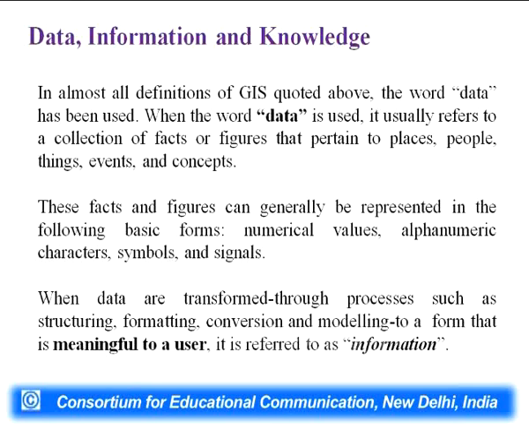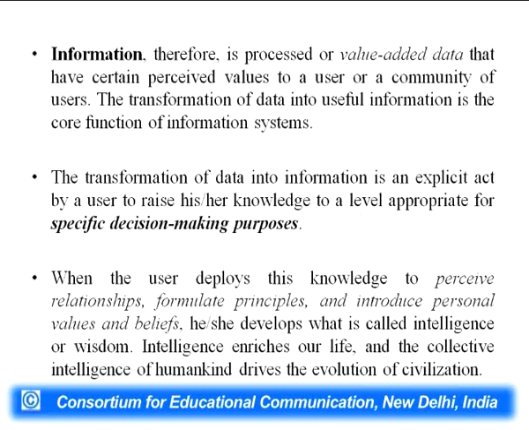So when we add some value to this data, it becomes information, and information is therefore processed or value-added data that has certain perceived value to a user or a community of users. The transformation of data into useful information is the core function of an information system. This transformation is an explicit act by a user to raise their knowledge to a level appropriate for a specific decision making process.